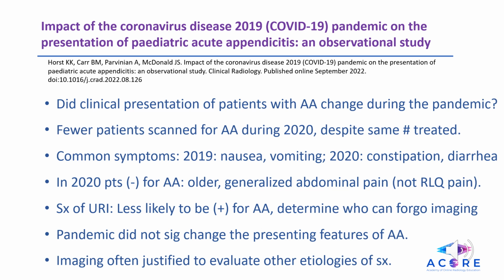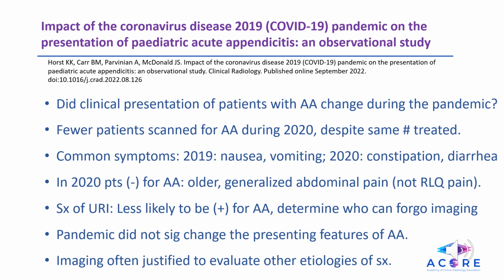This study aims to examine the differences between clinical presentation of patients imaged for suspected acute appendicitis, both during and before the pandemic, to help inform imaging decisions in the future. Twice as many patients were imaged for suspected acute appendicitis during 2019 versus 2020 in the pandemic, despite similar number of patients being treated for acute appendicitis during those years.